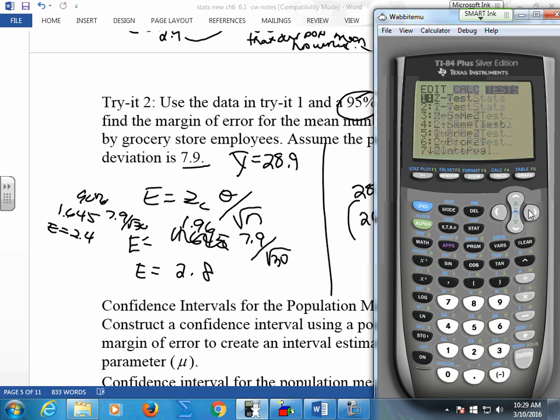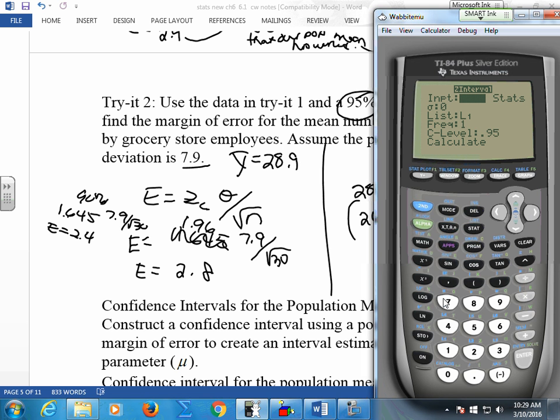Go to Stat, go to Tests. I'm doing a confidence interval, so I need to look for the word interval. And I'm using a z-score, so I need to find the one that says ZInterval. Right there.